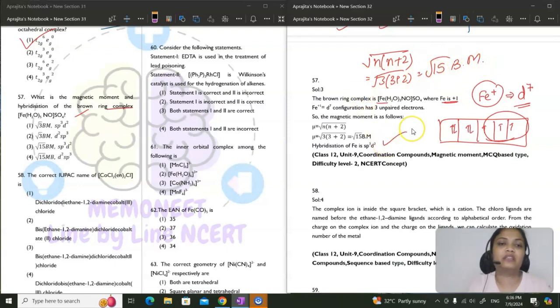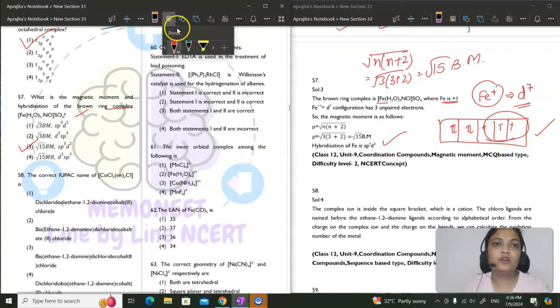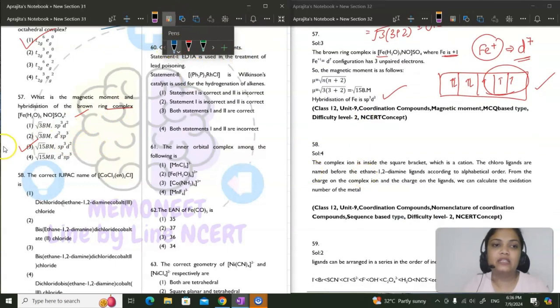Okay, and the hybridization is sp3d2. Okay, outer orbital complex would be formed. So answer is option 3. All right. Now moving on to the next question, students. Question number 58. The correct IUPAC name of the given compound is.